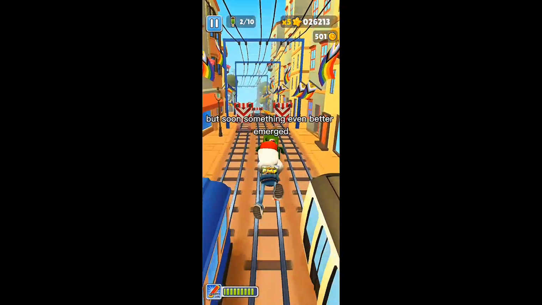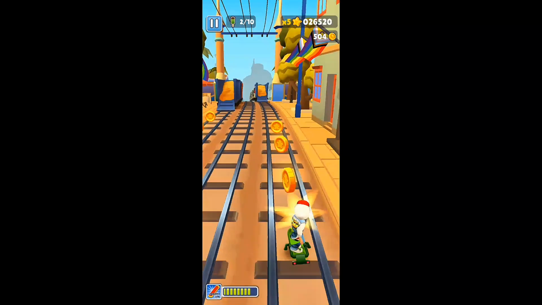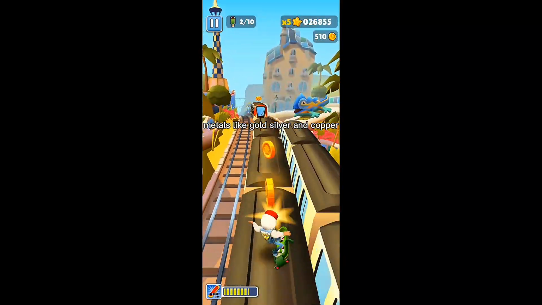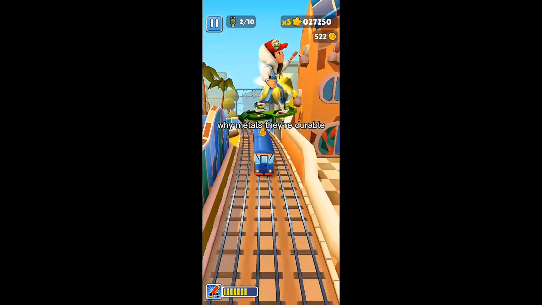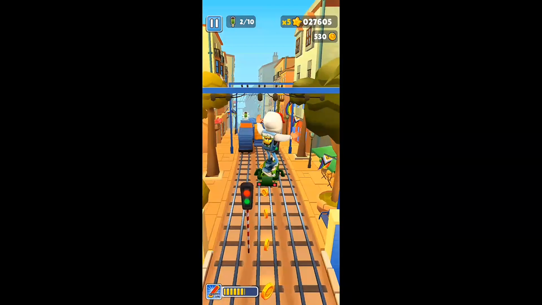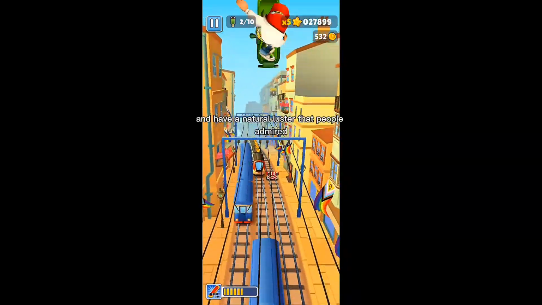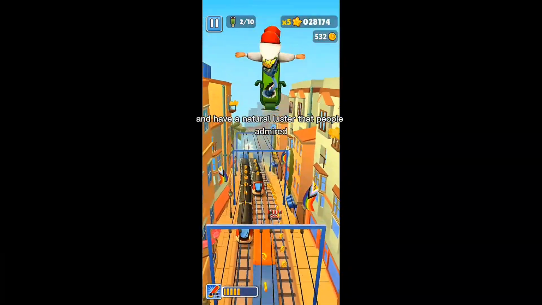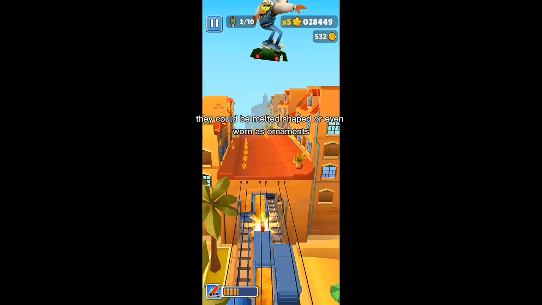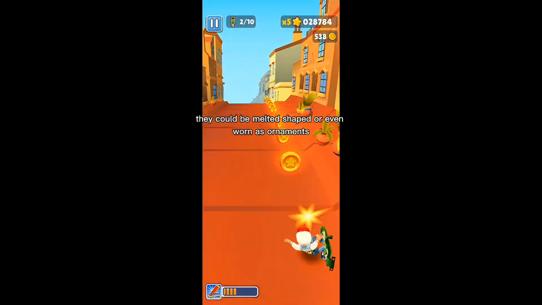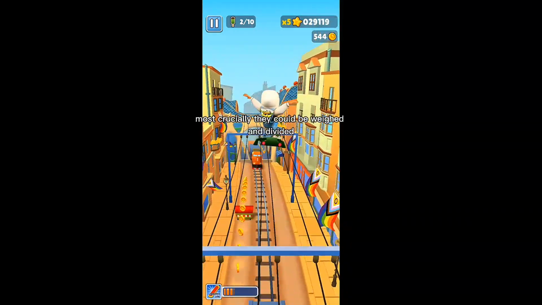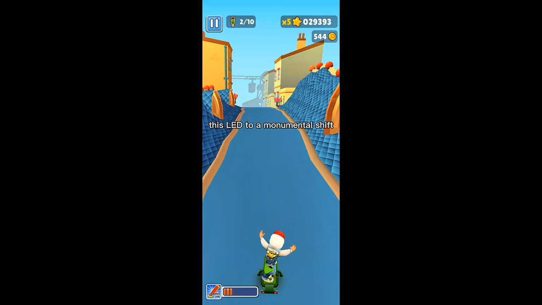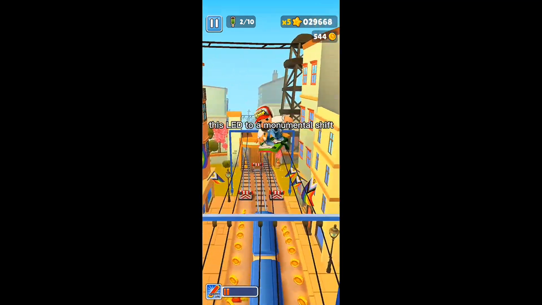But soon, something even better emerged: metals like gold, silver, and copper. Why metals? They're durable, don't decay like food, and have a natural luster that people admired. They could be melted, shaped, or even worn as ornaments. Most crucially, they could be weighed and divided. This led to a monumental shift.